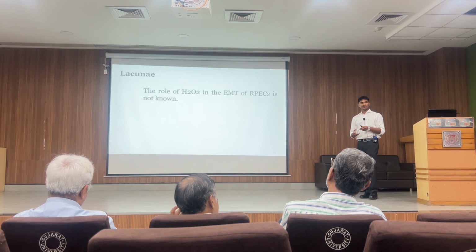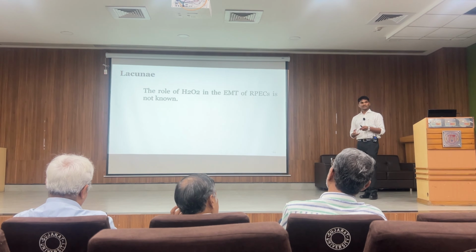So what we hypothesize is: what is the role of hydrogen peroxide, or what is the role of oxidative stress, in the conversion of normal retinal pigment epithelial cells into abnormal or mesenchymal retinal pigment epithelial cells. So our aim is to evaluate the role of hydrogen peroxide and TGF beta 2 in the conversion of normal retinal pigment epithelial cells into abnormal retinal pigment epithelial cells.